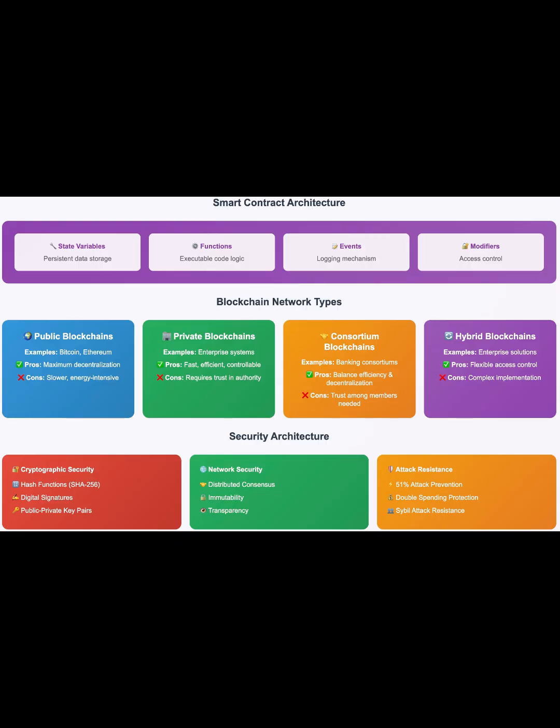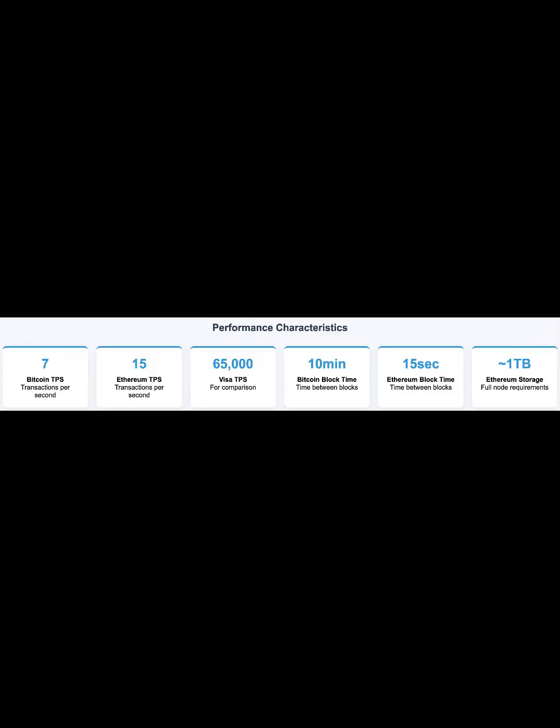Performance and scalability. Let's talk numbers. Current performance is Bitcoin, about 7 transactions per second. Ethereum, about 15 transactions per second. Compare that to Visa, 65,000 transactions per second. This is the scalability challenge, but there are solutions.